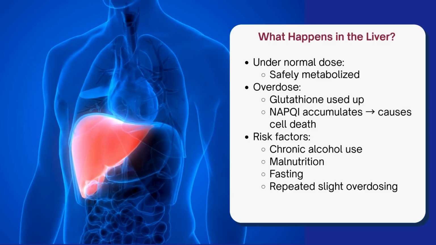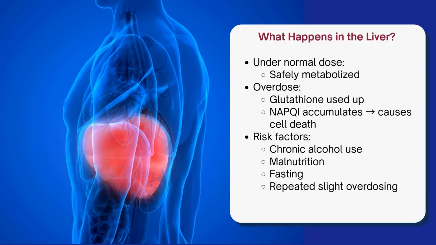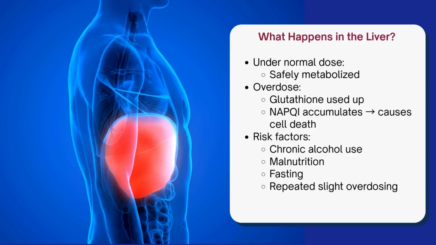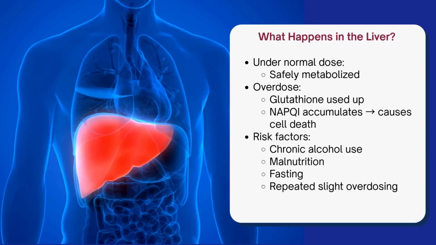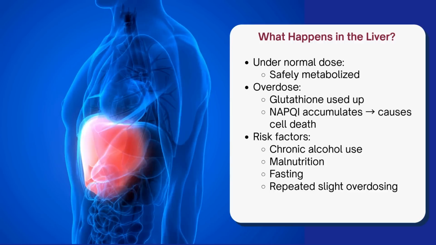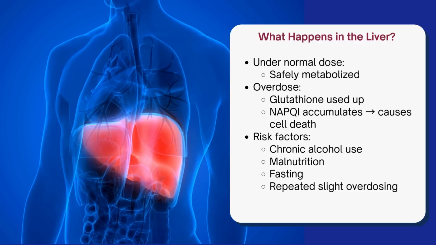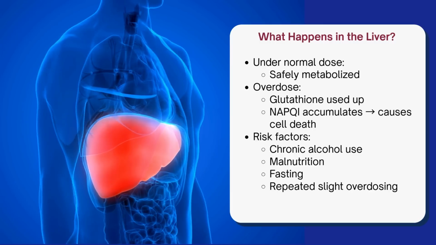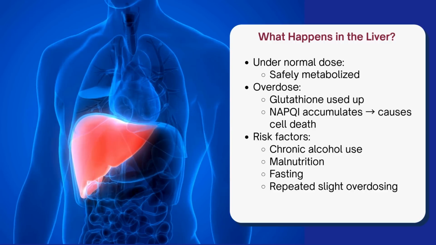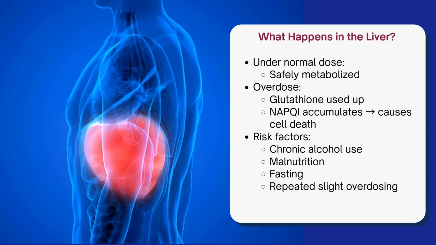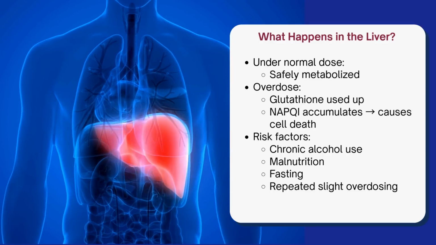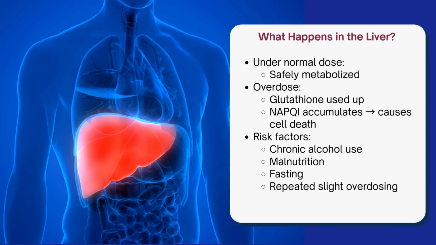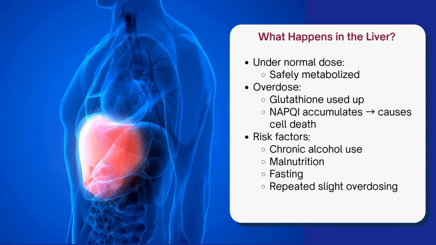Here's how it works. Under normal conditions, the liver breaks down acetaminophen through several pathways. But when there's an overdose, these pathways get overwhelmed. And more importantly, glutathione, the liver's protective antioxidant, gets used up. Once glutathione runs out, a toxic byproduct called NAPQI builds up. And this is where the real damage begins. And here's the scary part: even lower doses can be dangerous if the person drinks alcohol heavily, is malnourished or fasting, or even just takes slightly too much over several days.